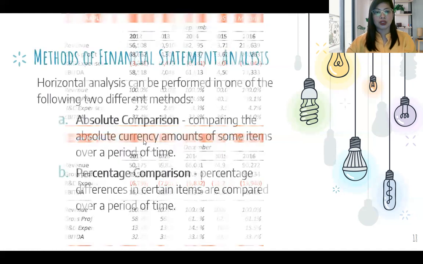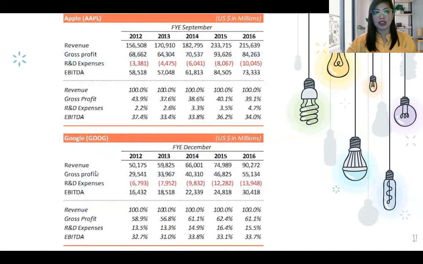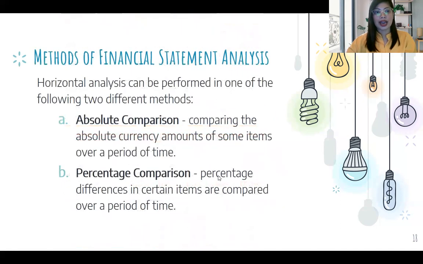Okay. So another example here is from Google. You can see the different performance measures, the revenue, gross profit, R&D, as well as the performance over different years. So this is an example of horizontal analysis of financial statement analysis. Okay, next, we have the methods of financial statement analysis that are under the horizontal analysis. So we have the absolute comparison and the percentage comparison.